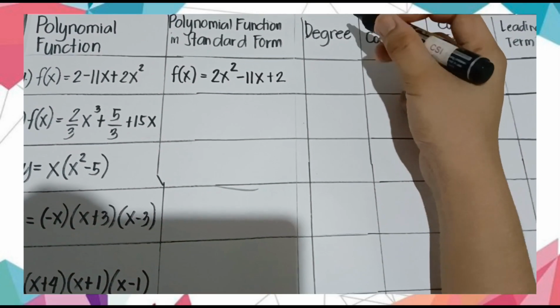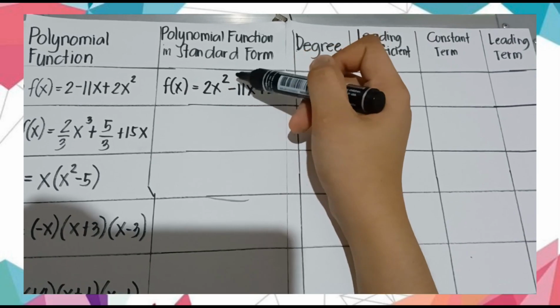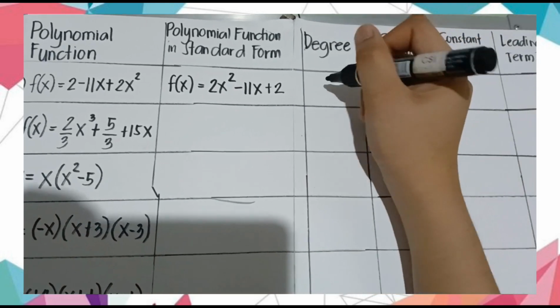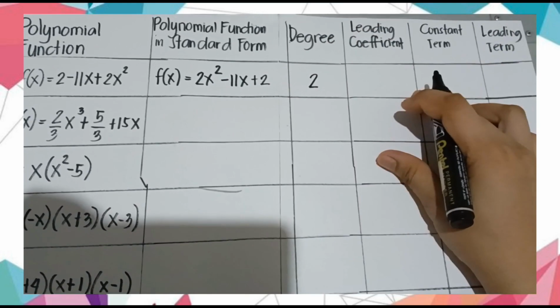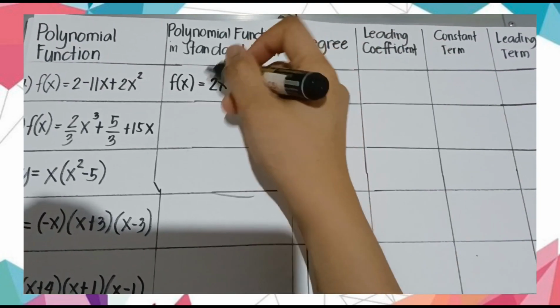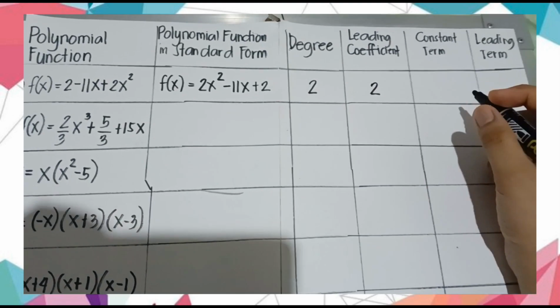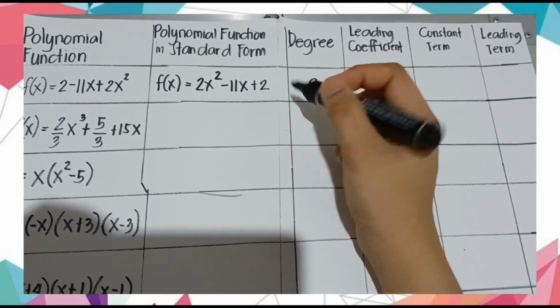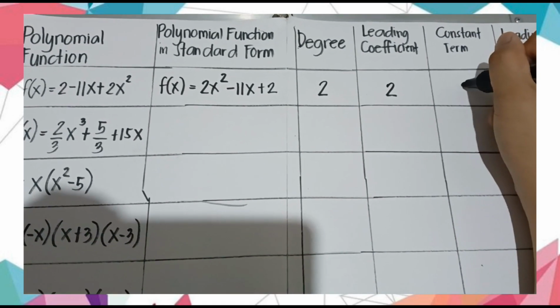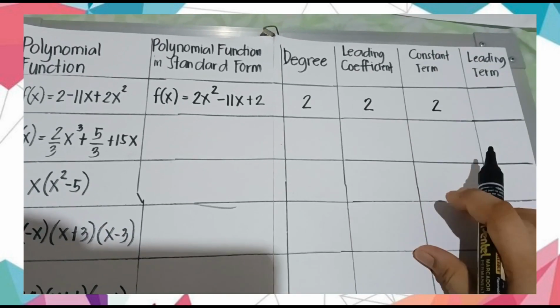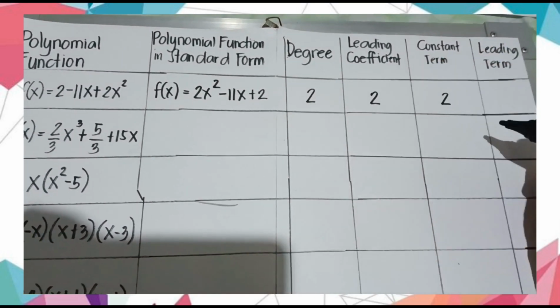The degree of this polynomial function is the highest exponent, which is equal to 2. The leading coefficient is found in the leading term, which is 2. The constant term is also 2. And the leading term is 2x squared.